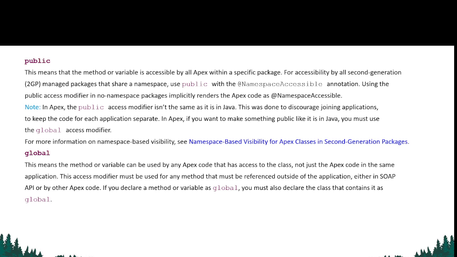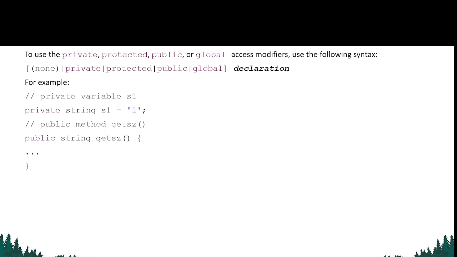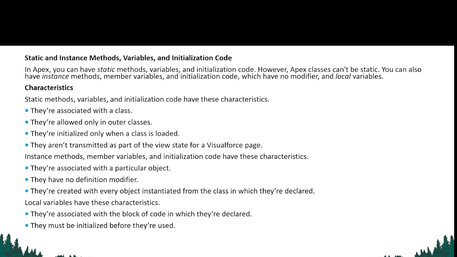Then we have the different methods or variables that can be used by Apex code, that is, can have different access to the class, not only to the Apex code in the same application. This access modifier can be used by any of the methods that can be referenced outside of the application as well. Now, when to use the private, protected, public or global access modifiers: you can use the keyword private, protected, public or global for accessing the class as the public class.